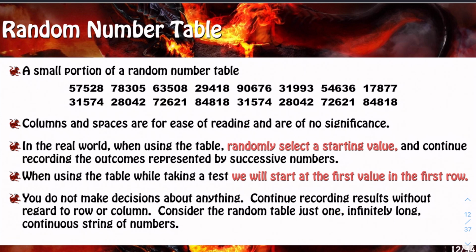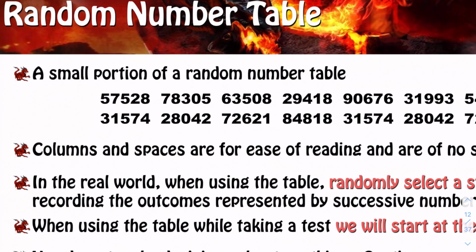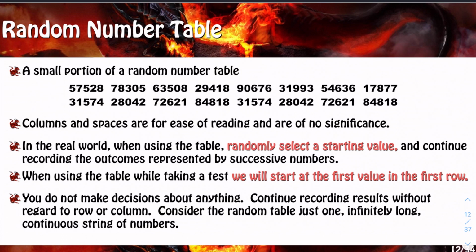So when using the table while taking a test, or the AP test specifically, we will start at the first value in the first row. So we will start in the upper left-hand corner. You do not get to make the decision about anything.